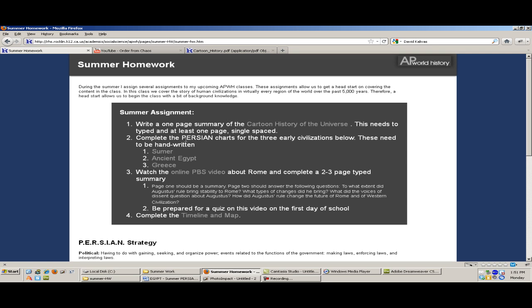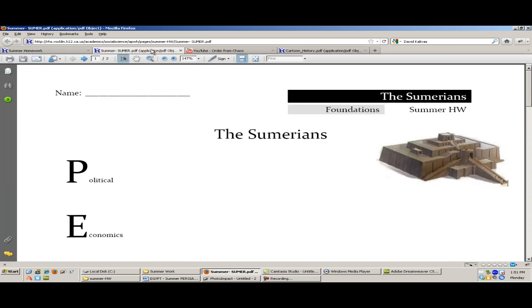The next part is what we call PERSIAN charts. PERSIAN is an acronym to help us look at different groups of people through different lenses, and each of the letters stands for something else. The civilizations I want you to research over the summer are the Sumerians, the Egyptians, and the Greeks. If you click on one of them, it's going to open up a PDF. Let me show you what that looks like.